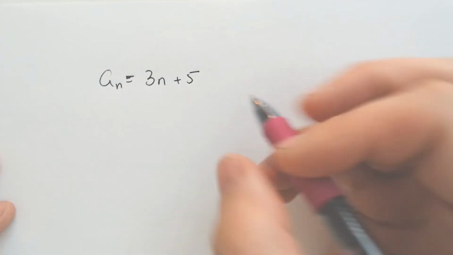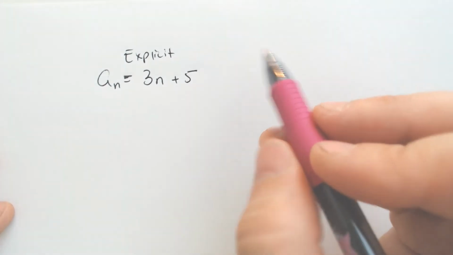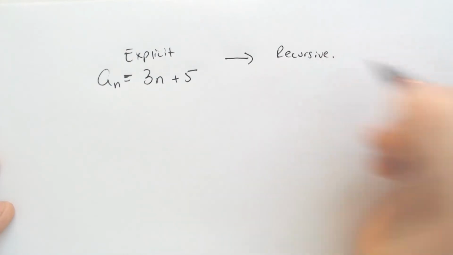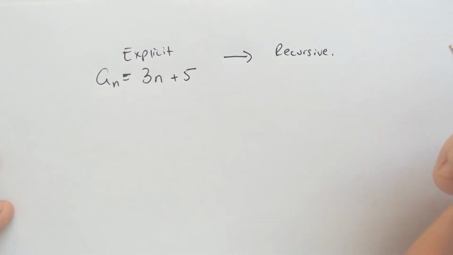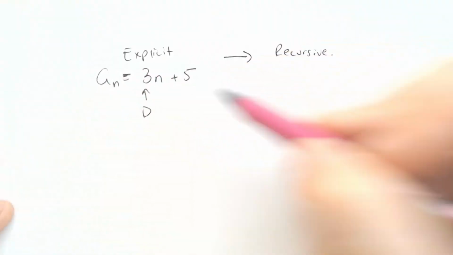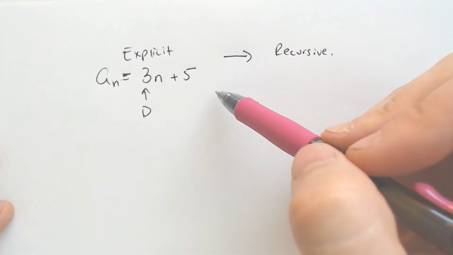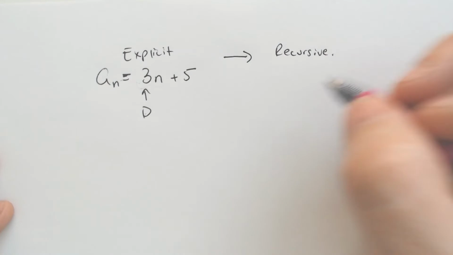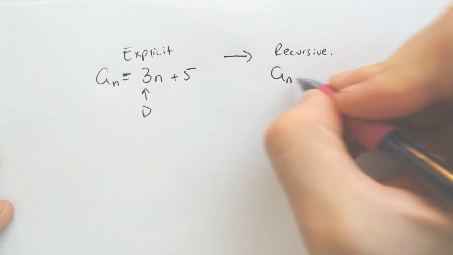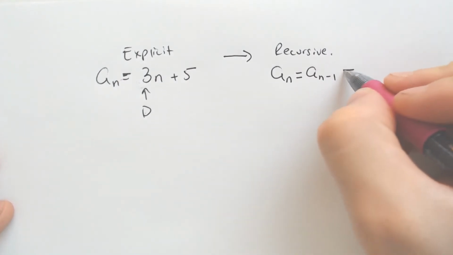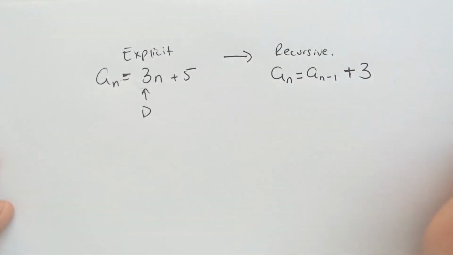Okay, so remember, this is explicit. If I want to go to a recursive formula, I can get pretty gosh darn close because I know what my difference is. My difference is 3 because this is a line, ladies and gentlemen. This is y equals mx plus b. The slope is the difference. For anybody that hasn't told you that, the slope is the difference. So that means that my recursive formula, I can get pretty gosh darn close. I can get a_n equals a_(n-1) plus 3 because I'm adding 3 every time.